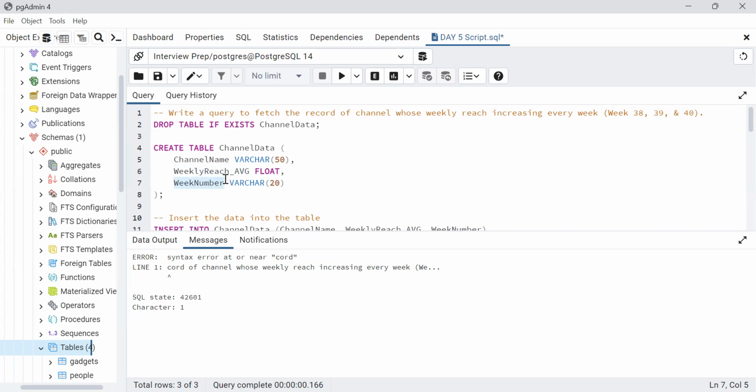Now, what is our job? Our job is to get the name of the channel whose weekly reach increases every week. So we have week 38, week 39, and 40. We want to ensure that every week this particular channel's reach is increasing. And that's where we will say, okay, cool, everything is happening properly.